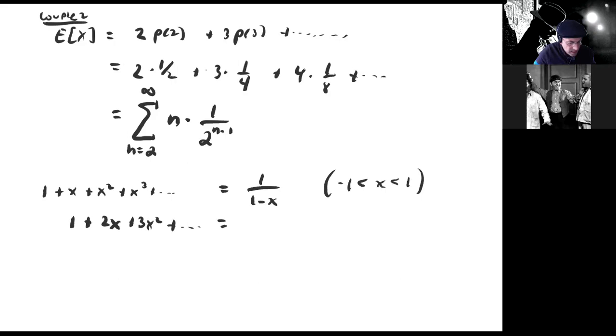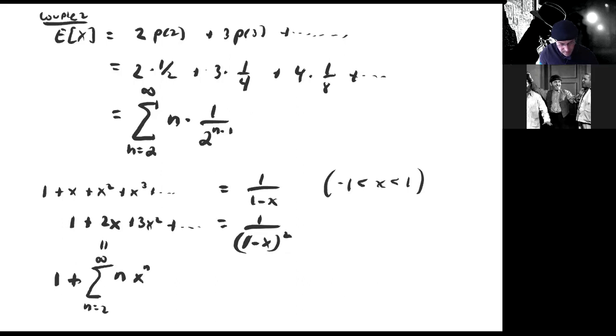And the derivative of the right-hand side is the derivative of 1 over 1 minus x, or 1 minus x to the minus first power. By the power rule of differentiation, that's 1 over 1 minus x quantity squared. So the derivative of the left side is equal to the derivative of the right side. Okay, so now you look at this, and you note that this left-hand side is the sum. I'm going to write it in a slightly funny way. So you can think of this as 1 plus the sum as n goes from 2 to infinity of n x to the n minus 1.